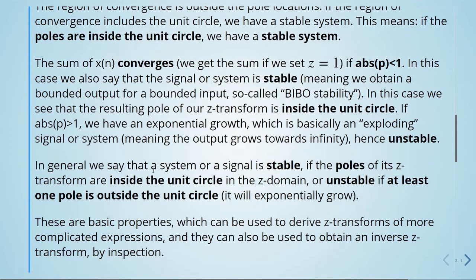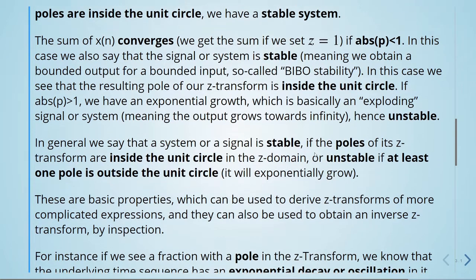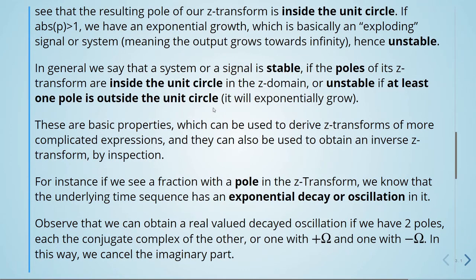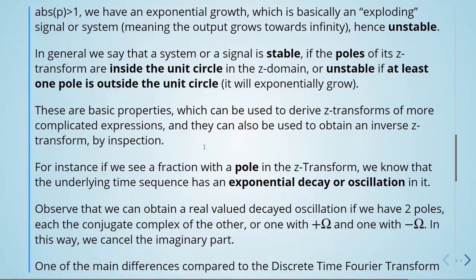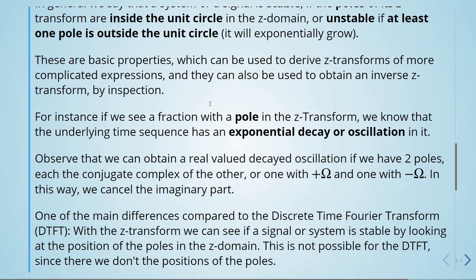So in general, we say that a system or a signal is stable if the poles of its z-transform are inside the unit circle in the z-domain, or it is unstable if at least one pole is outside the unit circle. These are basic properties which can be used to derive z-transforms of more complicated expressions, and they can also be used to obtain an inverse z-transform by inspection. For instance, if we see a fraction with a pole in the z-transform, we know that the underlying time sequence has an exponential decay or oscillation in it.